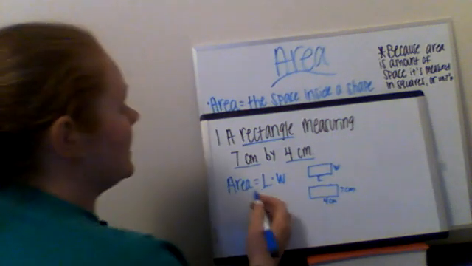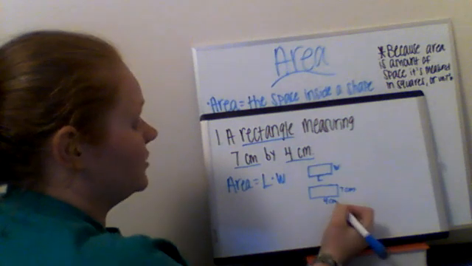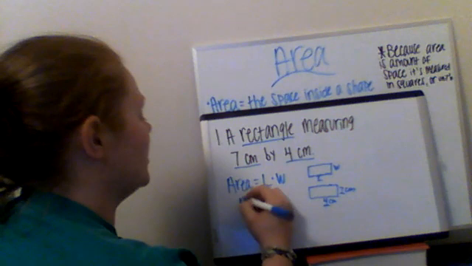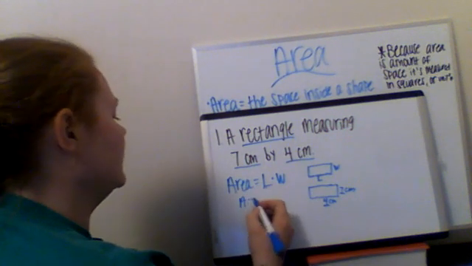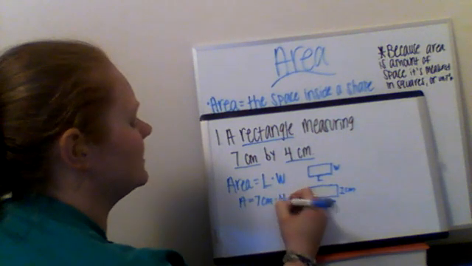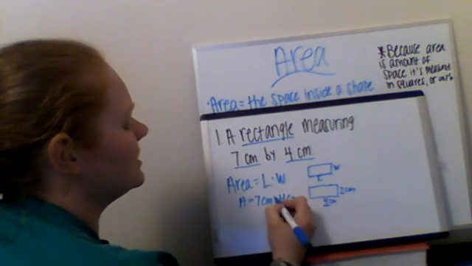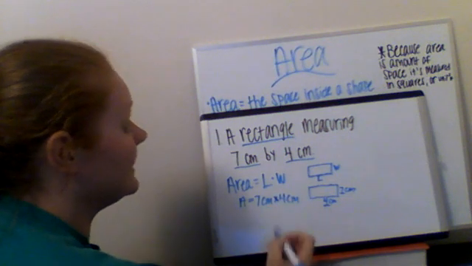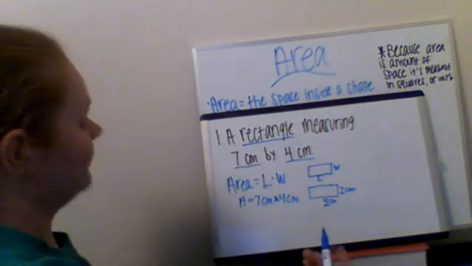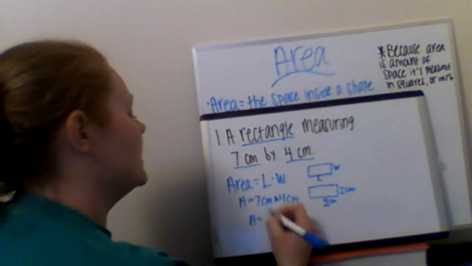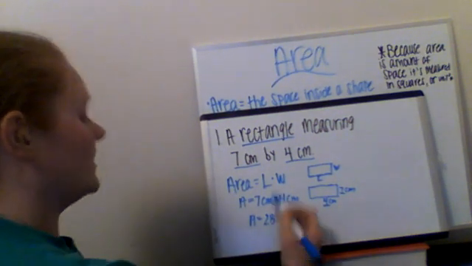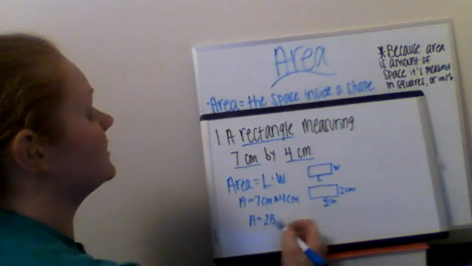So my area of a rectangle is length times width. I'm going to take this 7 and multiply it by 4. I'm going to abbreviate area to A. So my area is equal to 7 centimeters times 4 centimeters. Notice my multiplication sign: I'm representing it by a little dot. That's just a quick way to show that you're multiplying something. I know 7 times 4 is 28.